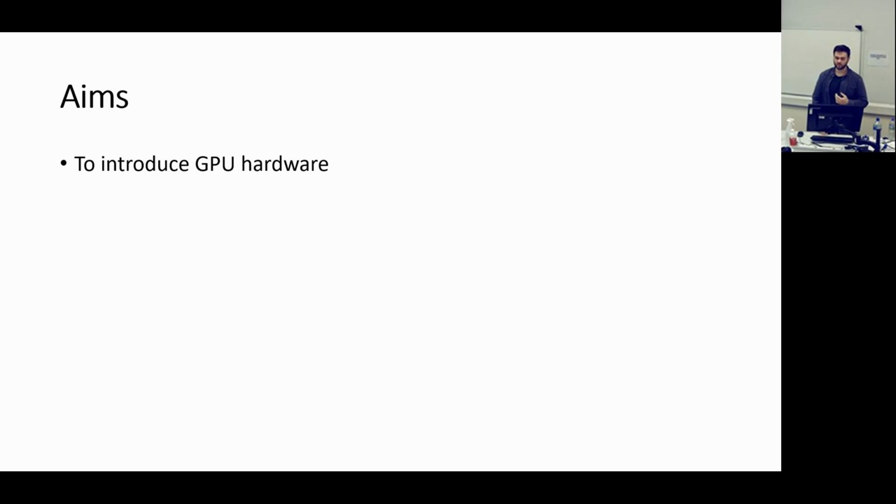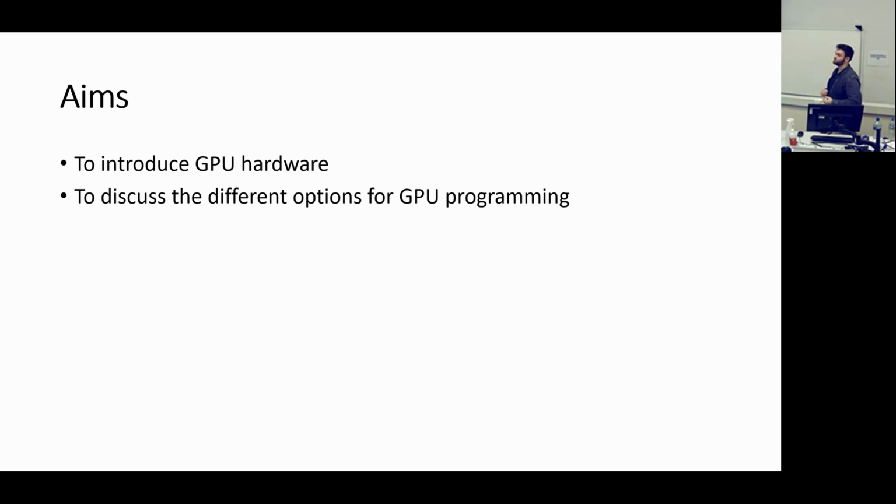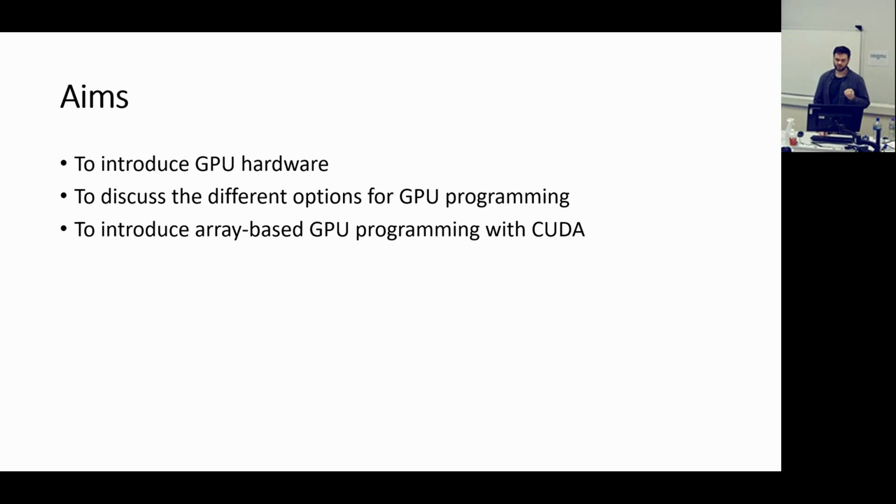So today, what I want to talk about is, first, introduce the actual GPU hardware, in case some of you aren't familiar with it. Then talk about the different options we have when we're programming for a GPU. And introduce an array-based way of programming with a GPU. This is quite similar to how you would use NumPy with Python, where you abstract away a lot of the complexity and just call generic array-level functions.